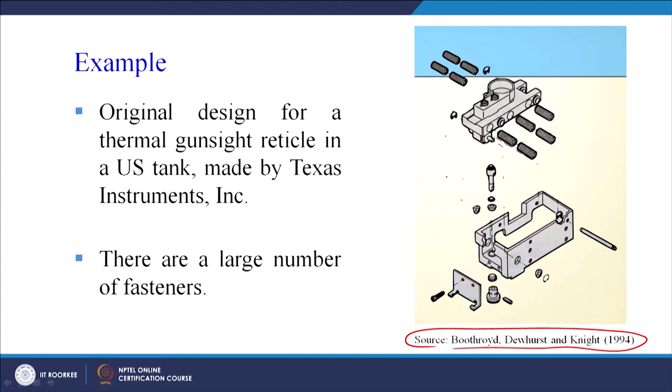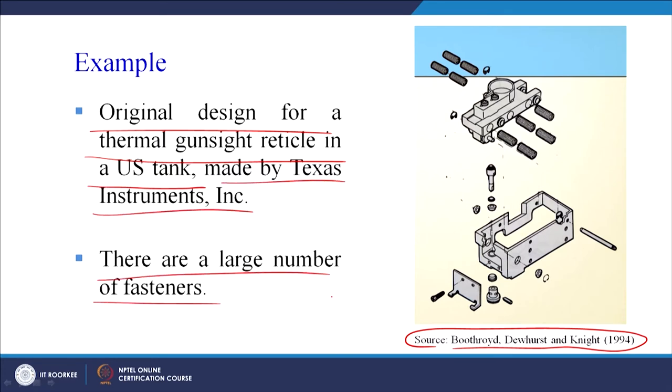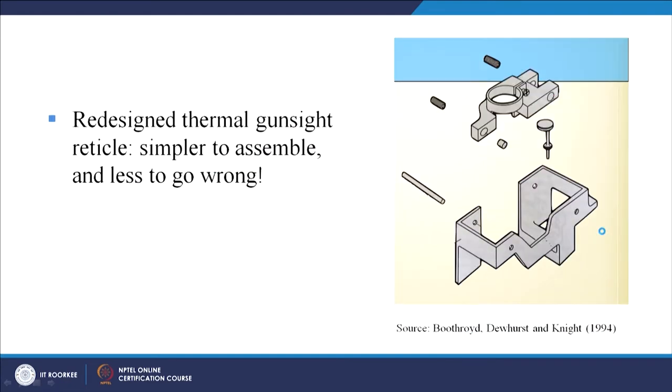and Assembly. The example is the original design for a thermal gun sight reticle in a US tank made by Texas Instruments. There are a large number of fasteners here. When the company modified the design, the redesigned thermal gun sight reticle is simple to assemble and less to go wrong. You can see here that fewer fasteners are required.